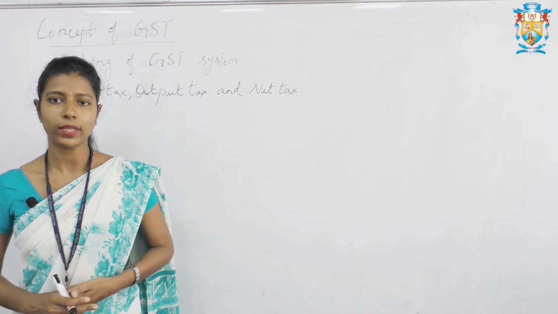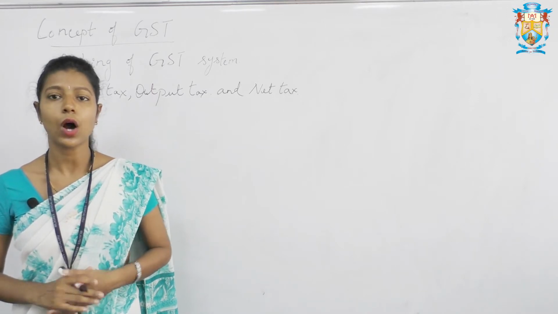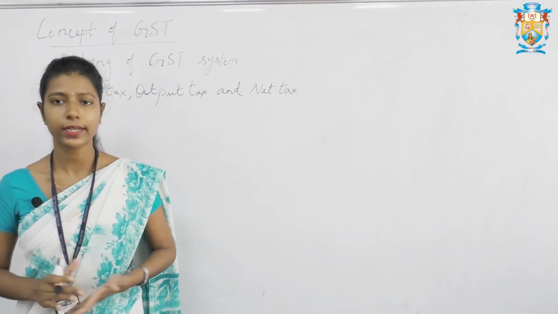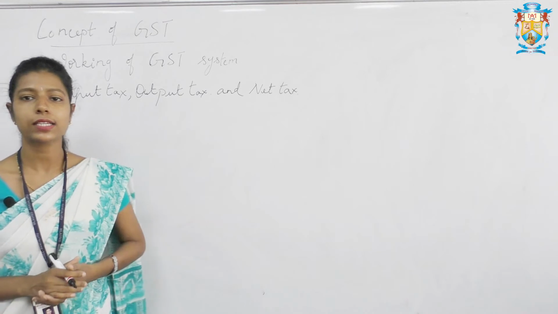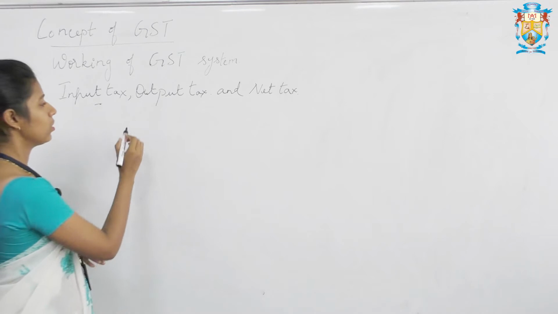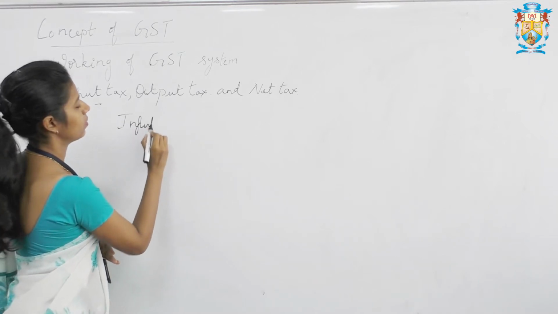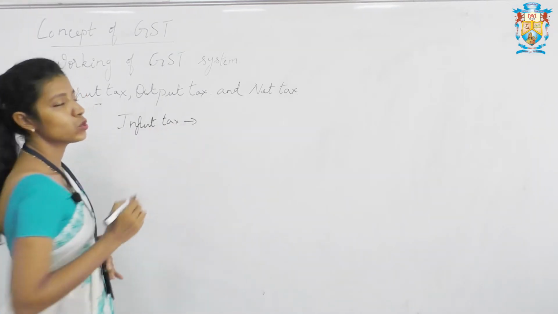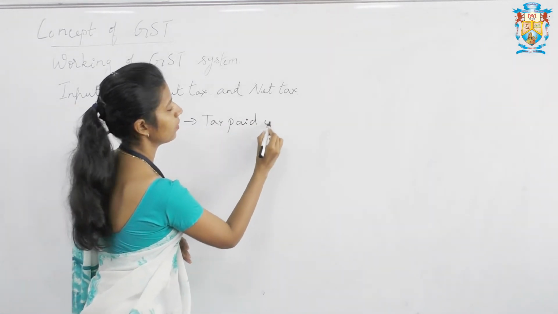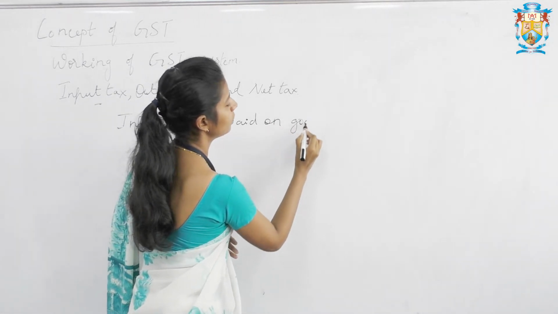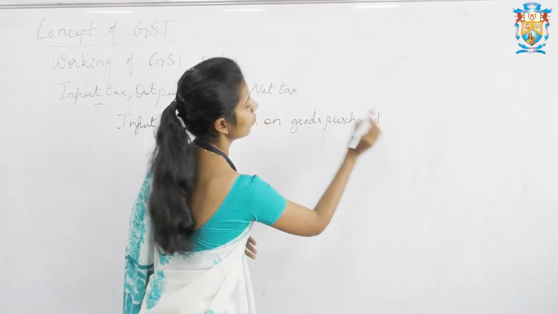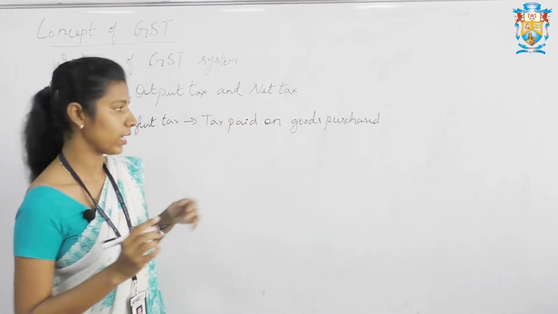So basically we know that sales are called outward supply and purchases are called inward supply. So when we come to the topic input tax, output tax and net tax, here the first is input tax. Tax paid on goods purchased is called input tax.